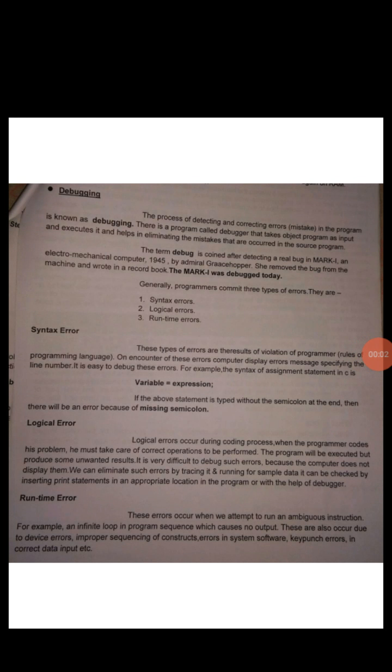The next point is debugging. The process of detecting and correcting errors, that is, mistakes in the program, is known as debugging.